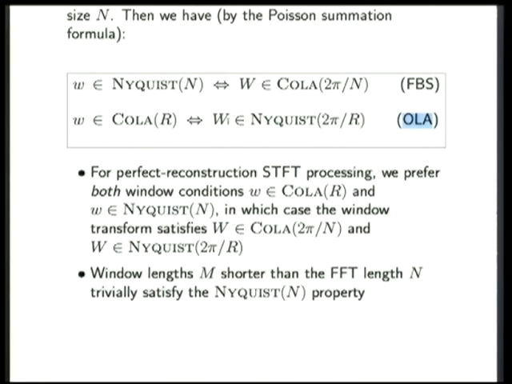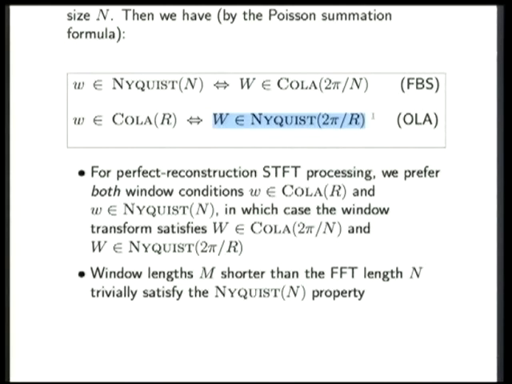So if you have a constant overlap add filter bank, then you have the Nyquist property in the opposite domain. And so you can argue that, well, in practice we really want both of these. We want constant overlap add in the time domain, and we want constant overlap add in the frequency domain. So that translates to a pair of requirements on your window, that it be Nyquist of capital N in the time domain and Nyquist of 2 pi over R in the frequency domain.